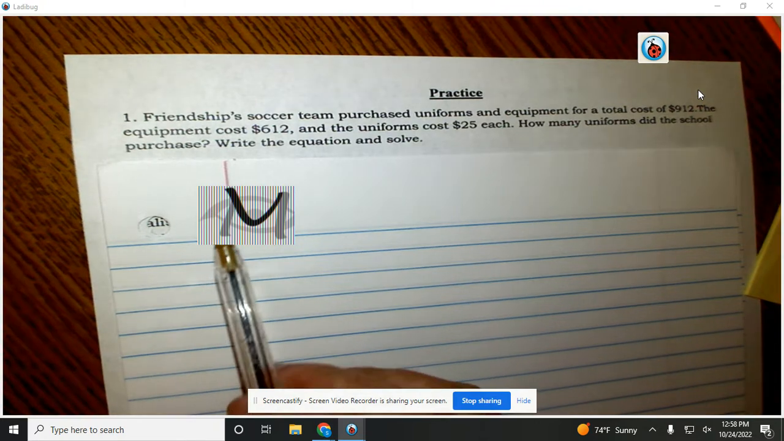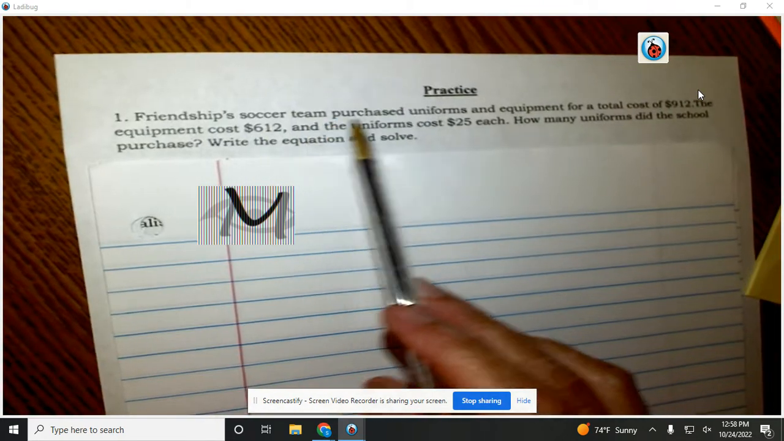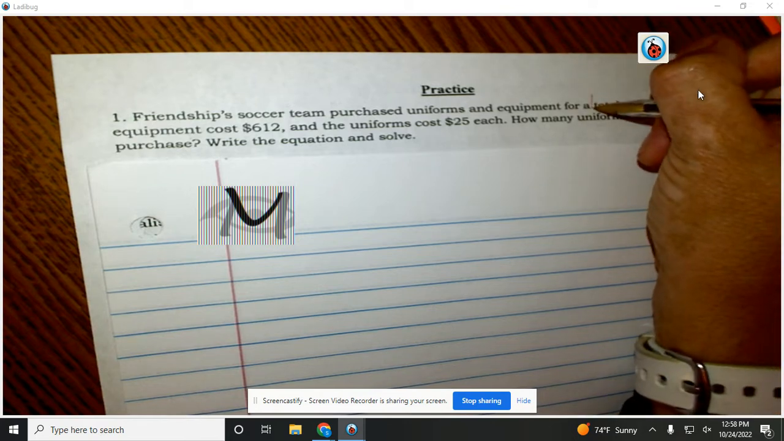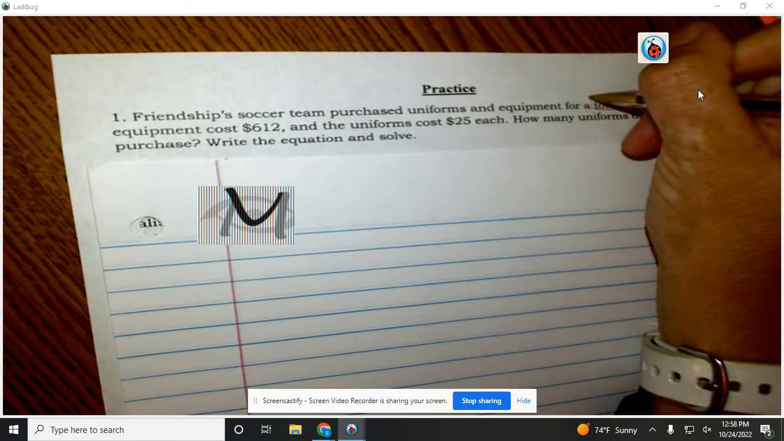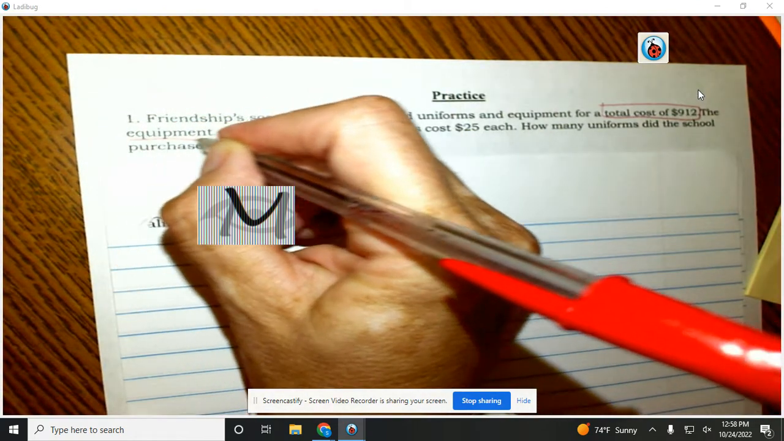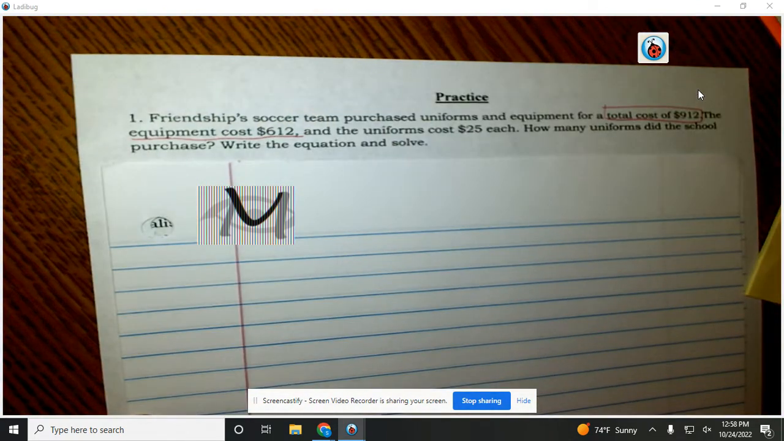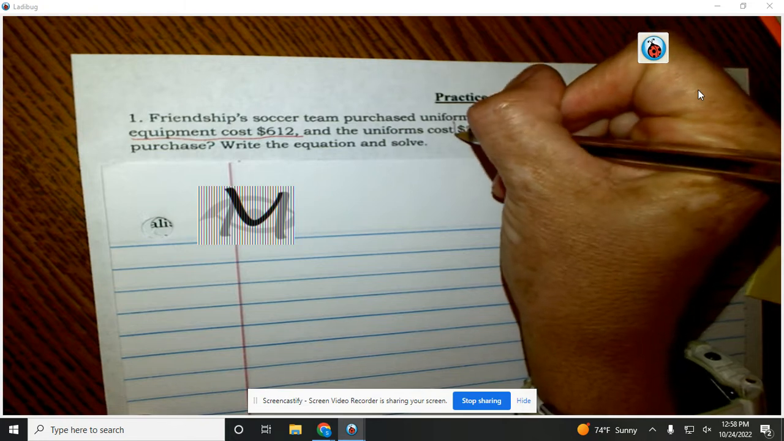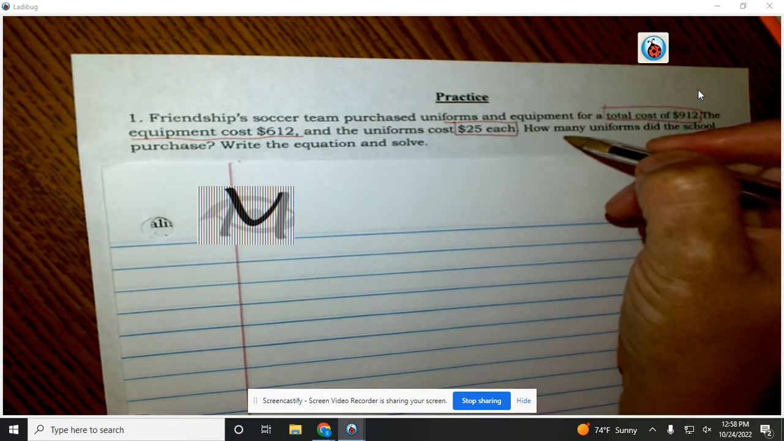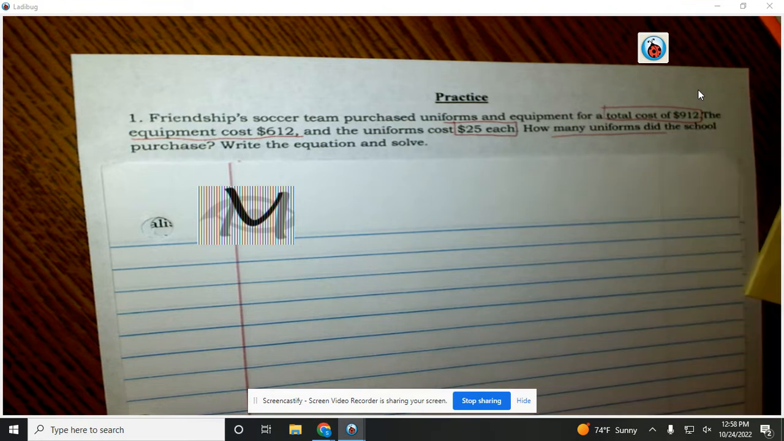So it says Friendships soccer team purchased uniforms and equipment for a total of $912. The equipment cost $612 and the uniform cost $25 a piece. How many uniforms did the school purchase? All right. So the first thing I need to do is write down what I know.